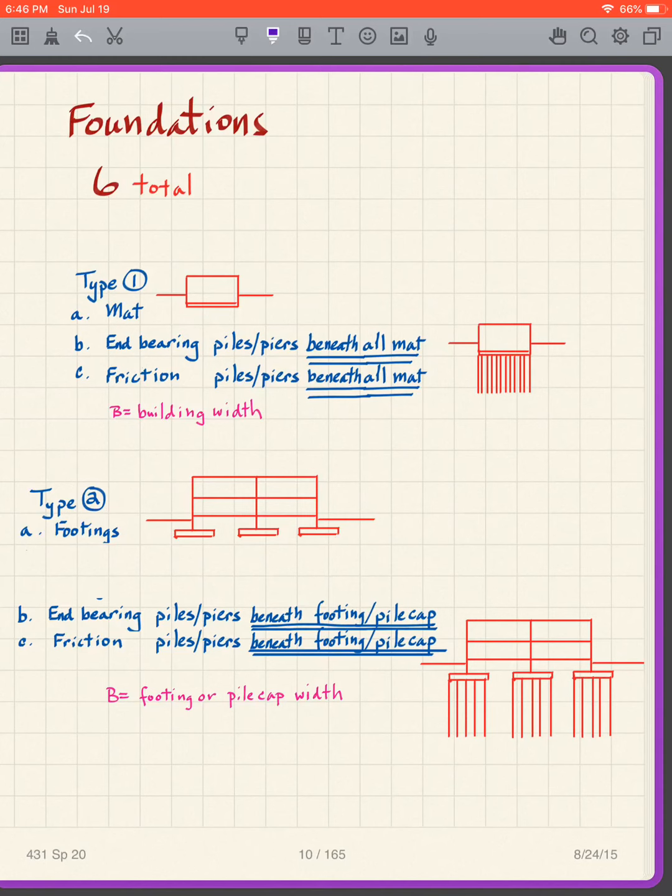So what else are we looking at? End-bearing piles and piers beneath the footing or pile cap. This is what we talked about earlier. Underneath each column we have a pile cap, and then we extend our piles or piers below the pile cap. I'll talk about the difference below. So we have end bearing, and then we also have friction piles or piers beneath the footing or pile cap. And again, for the type 2, B is equal to footing or pile cap width. For type 1, B is equal to the building width.